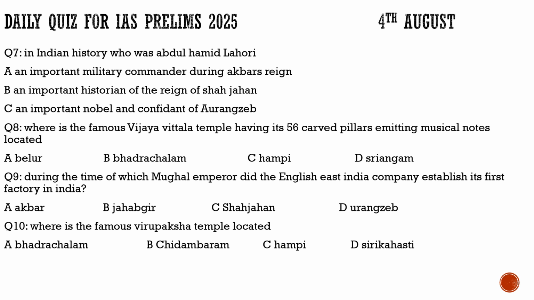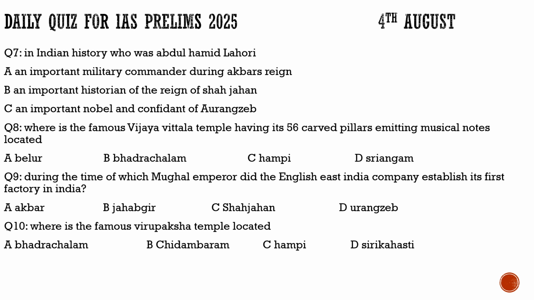Now coming to question number 8, it says, where is the famous Vijaya Vitala temple having its 57 carved pillars emitting musical notes located? Is it located at Belur? No. Is it located at Bhadrachalam? No. Is it located at Srirangam? No. It is definitely located at Hampi. So for question number 8, the correct option would be option C.